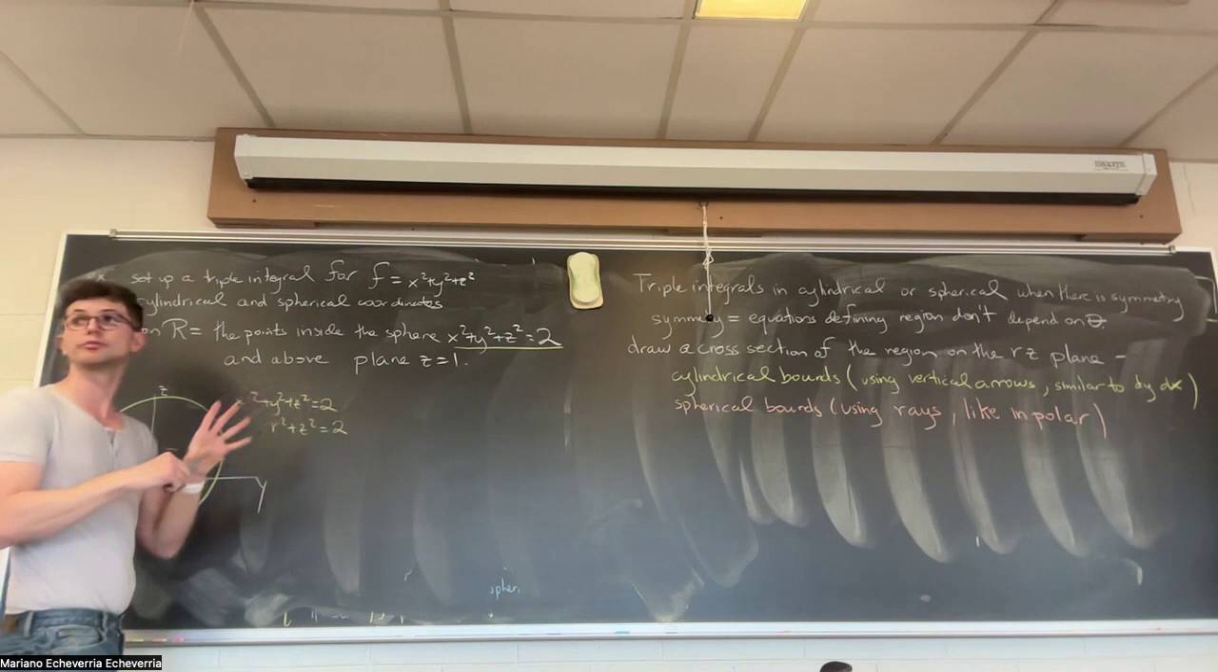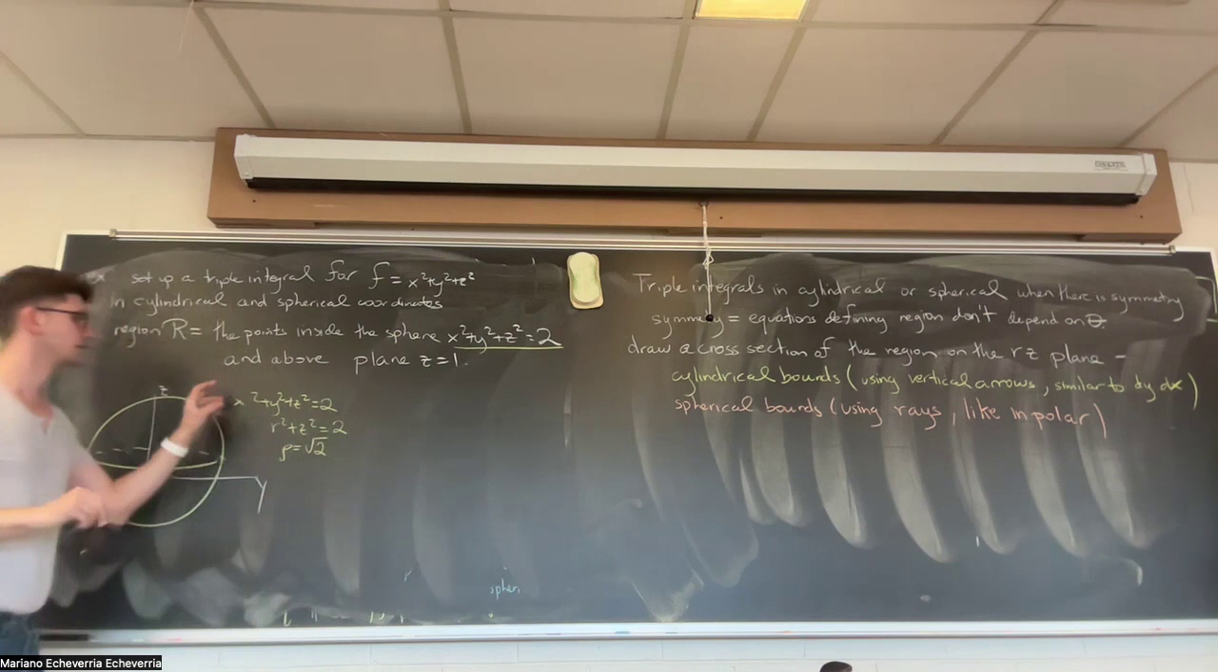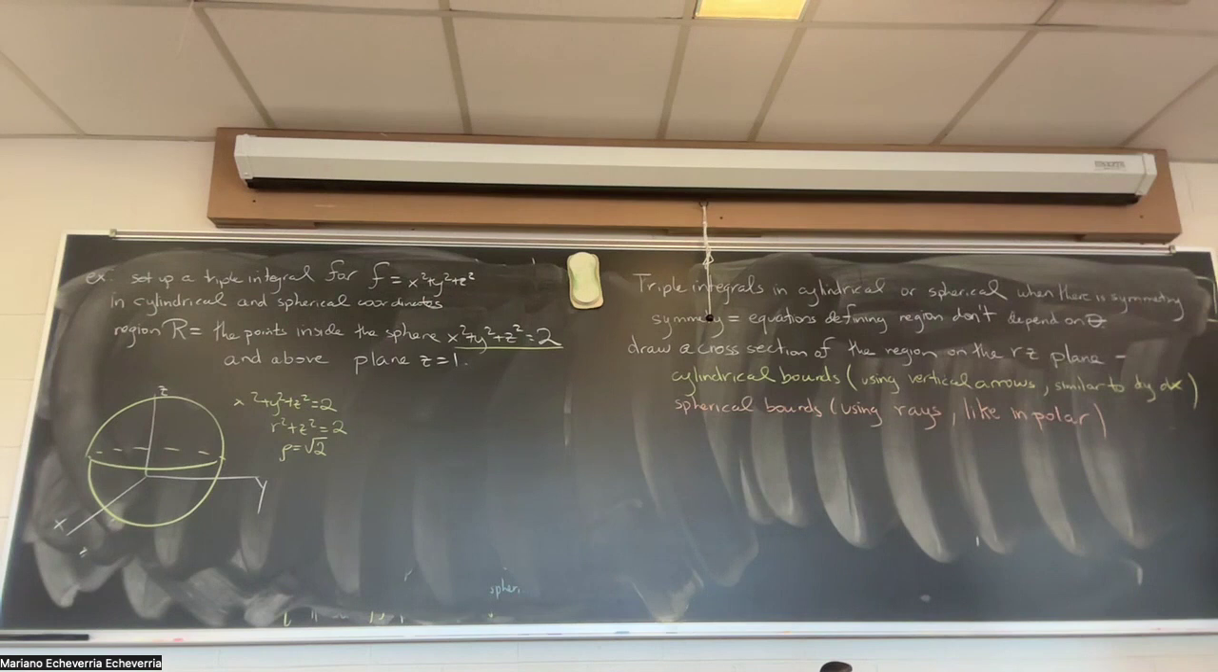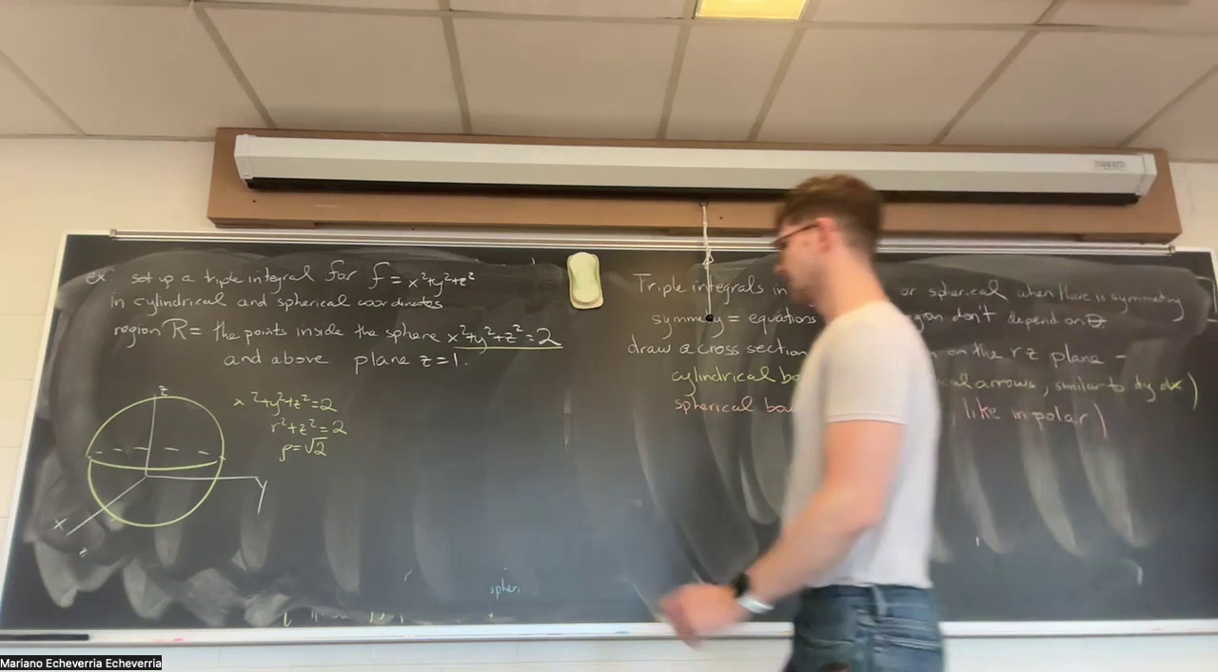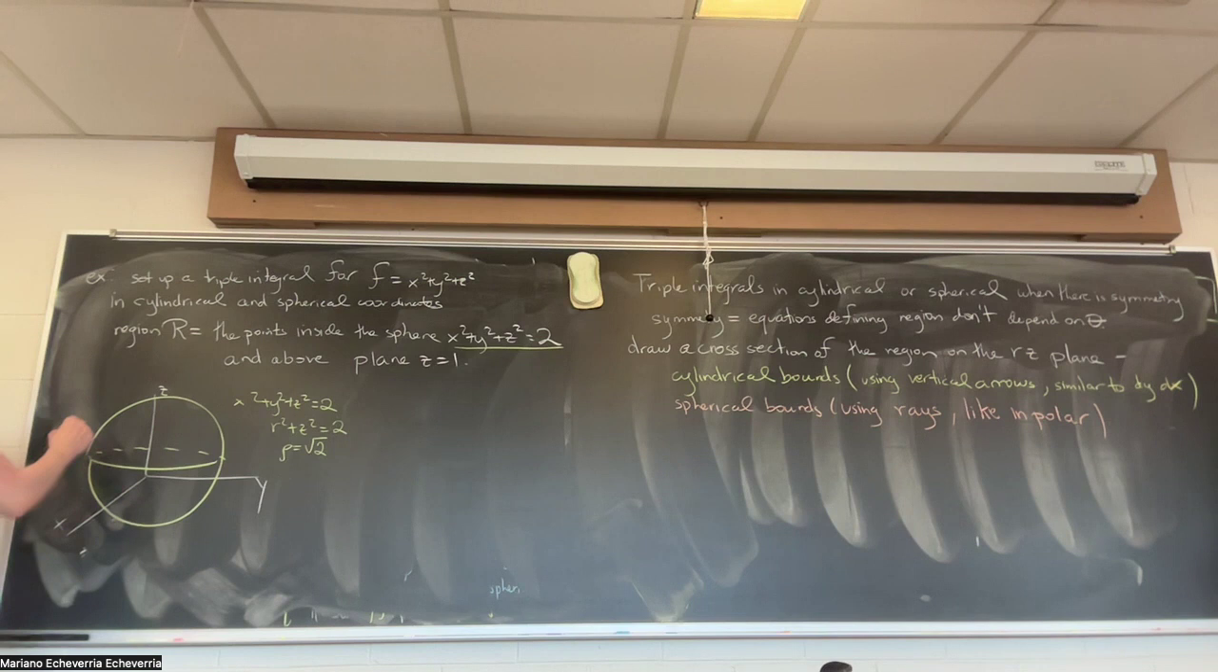That is how it looks in Cartesian, in cylindrical and spherical. Is that okay? In spherical it makes sense that rho equals root of 2, because the sphere is all the points whose distance to the origin is root of 2. So that is what the third equation means. And the plane z equals 1 is in here, right?